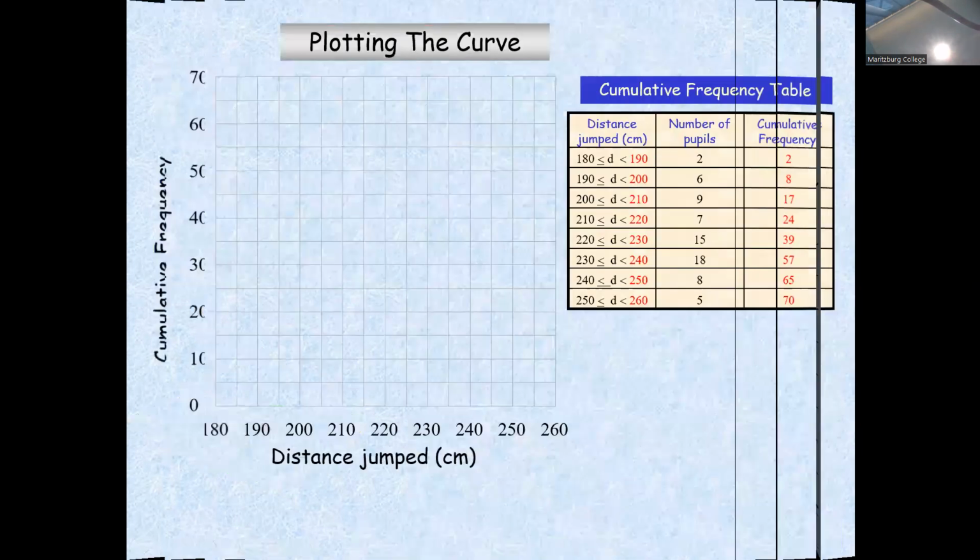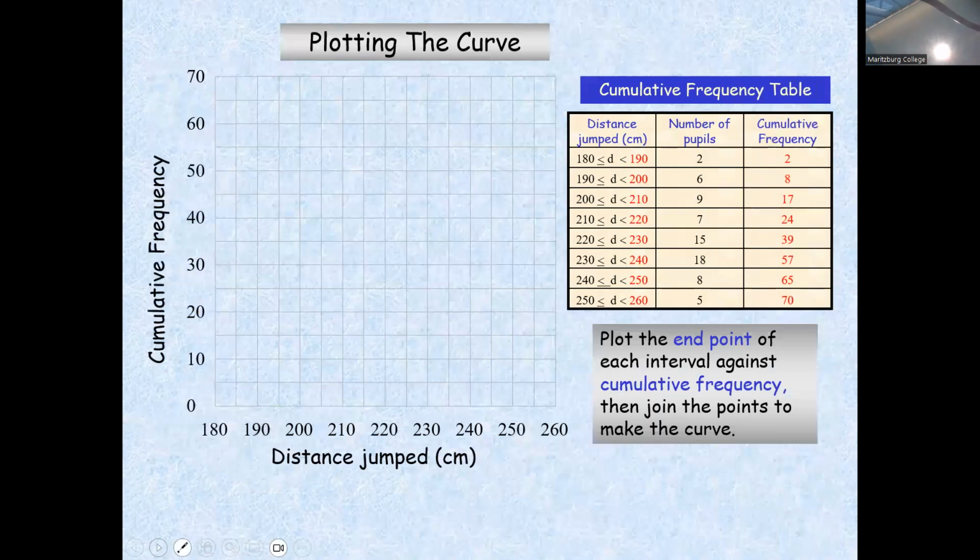Now, moving on, we want to plot the curve. So the 3 columns that are involved are the interval, the distance jumped, which in the first case was 180 to 190, the number of pupils, which is 2, and our cumulative frequency, which is 2. For us to be able to plot the cumulative frequency curve, or the ogive, we plot the endpoint of each interval. So if we take the first one, the endpoint is 190, the second one is 200. And then we plot that against the cumulative frequency column.